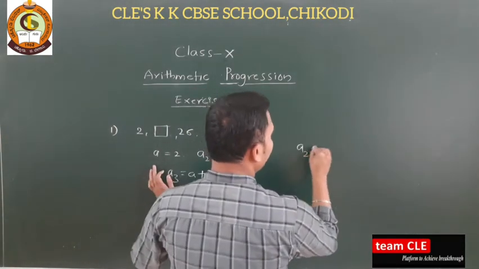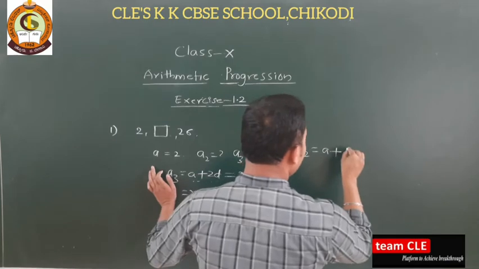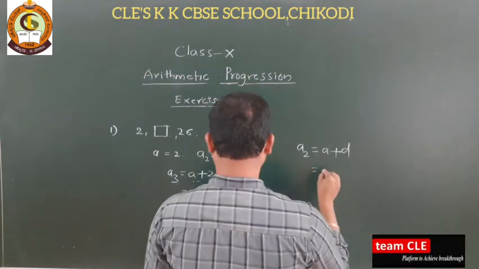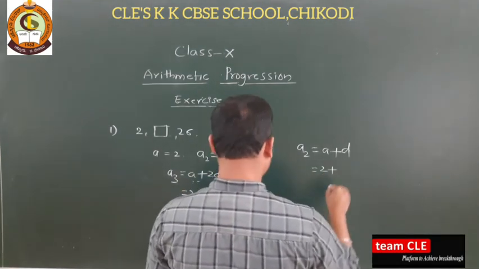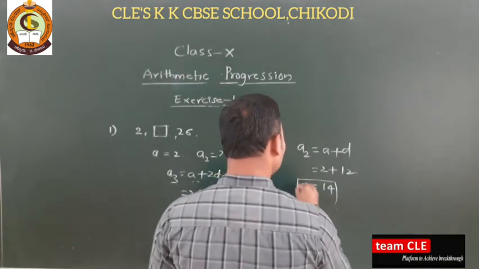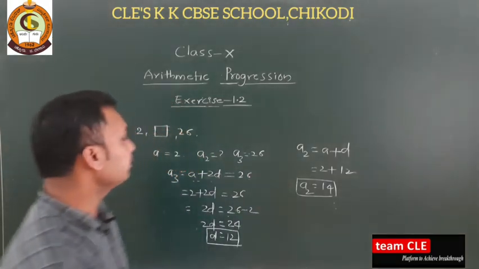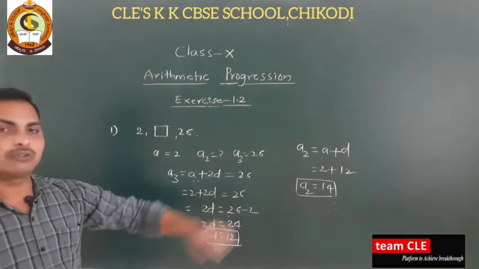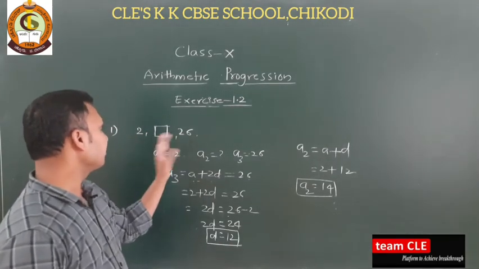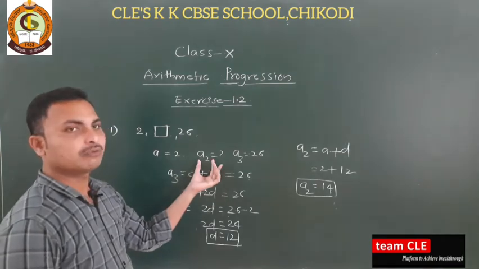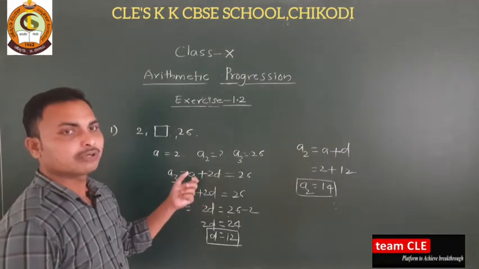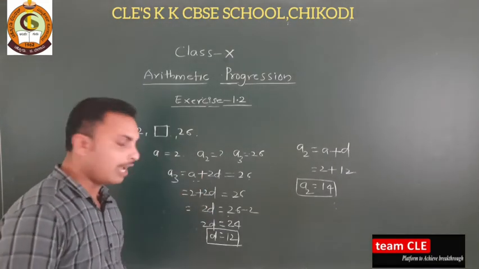So how can we write A2? A plus D. Already A we have is 2, plus D we have 12. So we get 14, and this is A2. Just you can see, dear students, we needed to find this empty box, and A2 is equal to 14. Very simple concept. This is the first term, second term. Whatever they have given, just write it here. What they have not given, put a question mark and try to find A and D. By substituting A and D, you will get your desired answers.